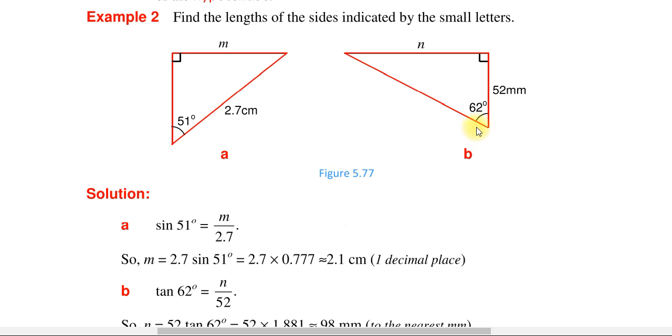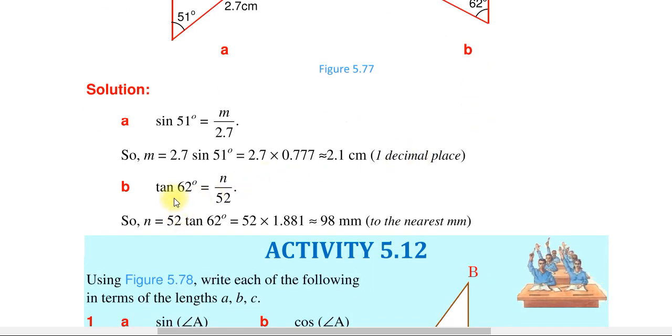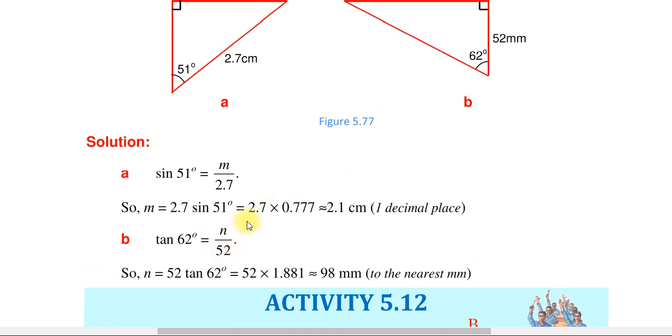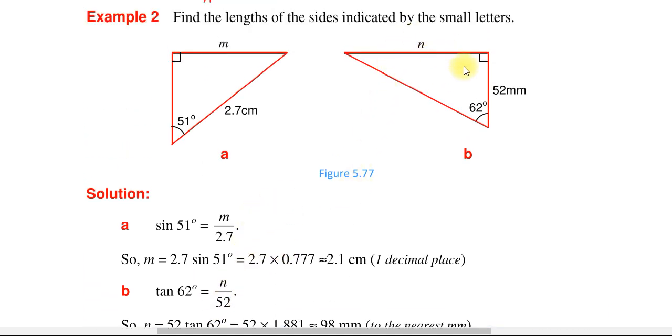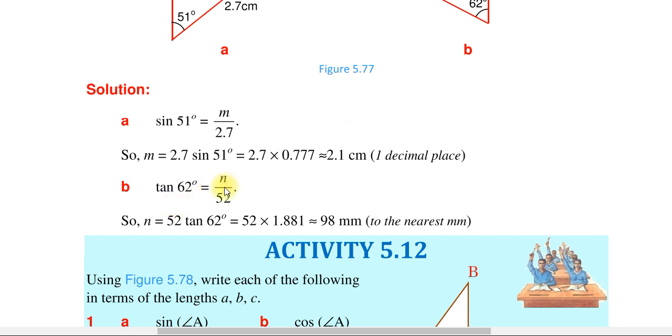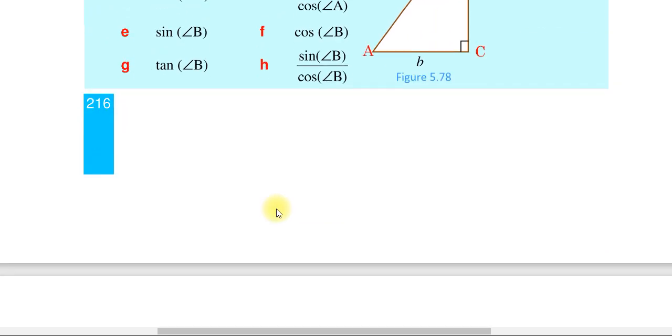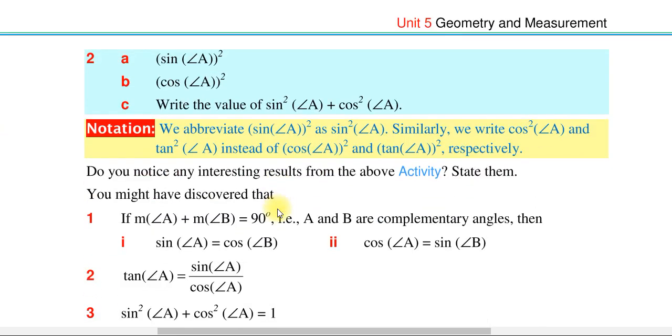Which is n over 52, n over 52. That means opposite over adjacent. So n is 52 tan 62, which is equal to 52 times 1.881, approximately 98 millimeters.